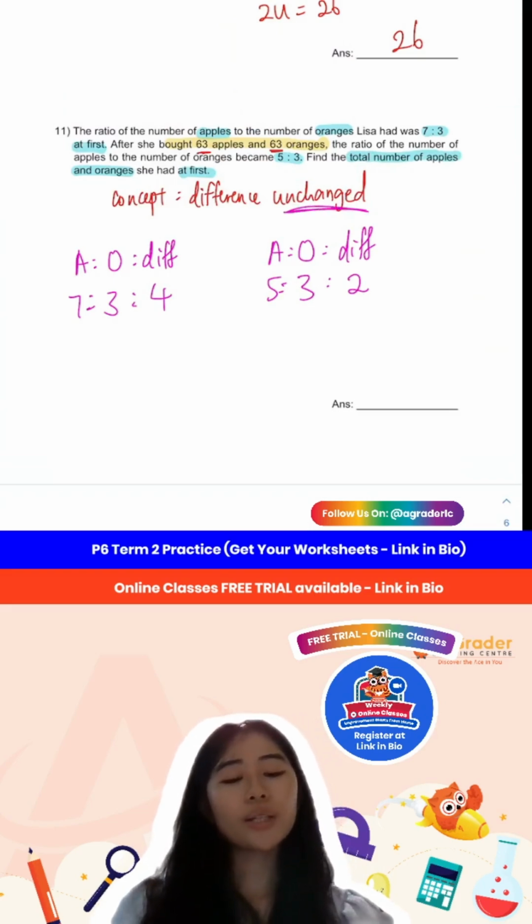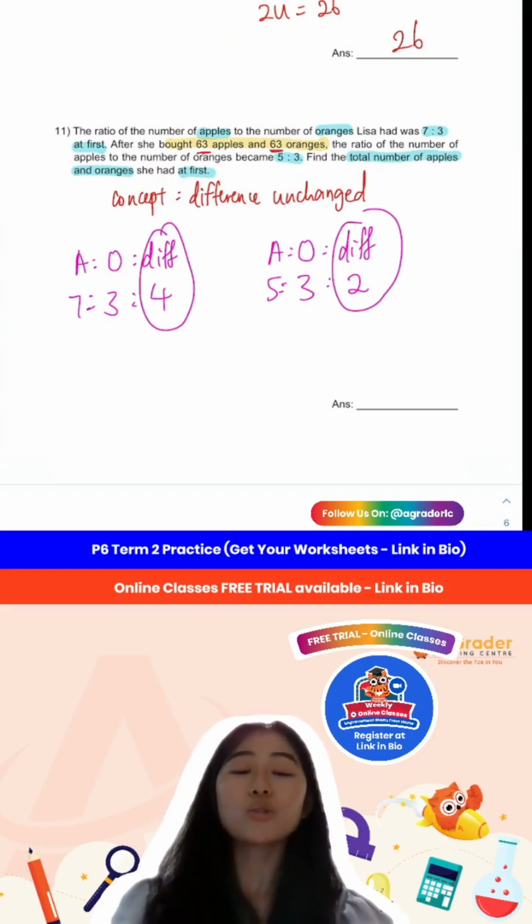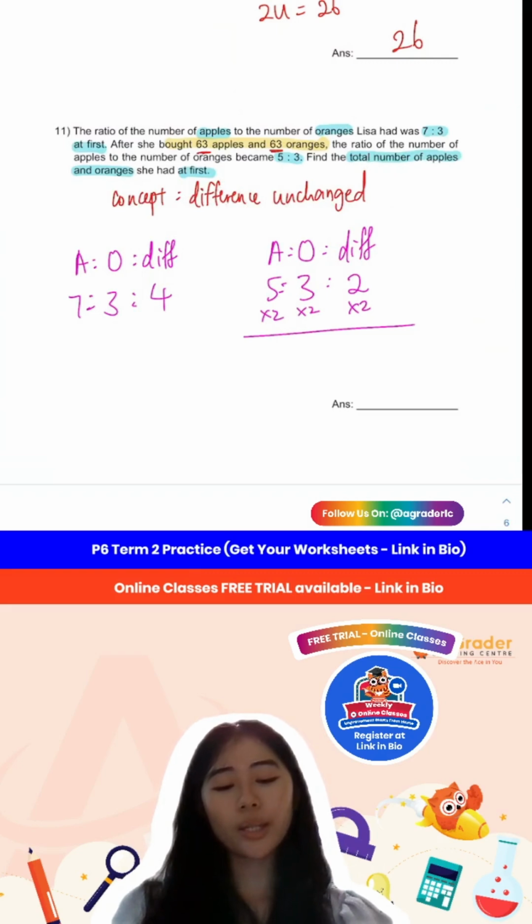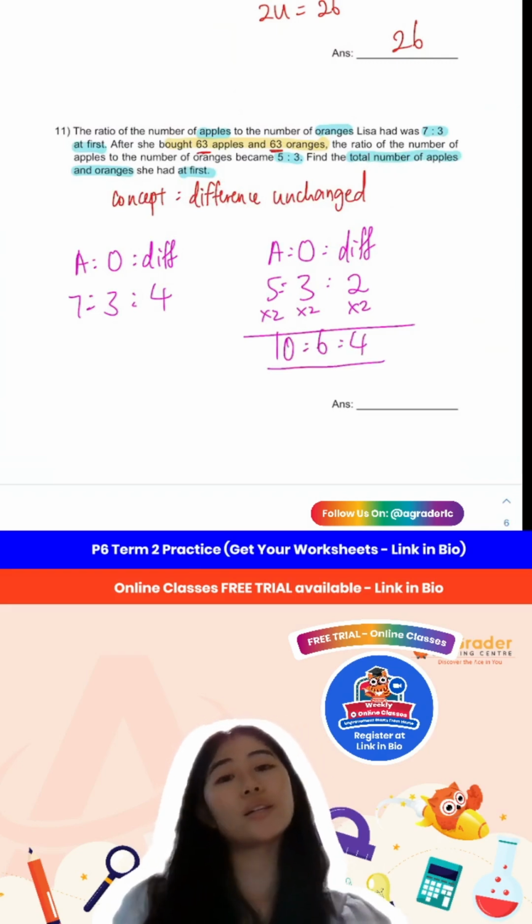And now the keyword unchanged means that your difference must be the same. So you need to times 2 to make the difference the same for the second ratio. You will get 10 to 6 to 4. Okay, so this is the correct ratio.